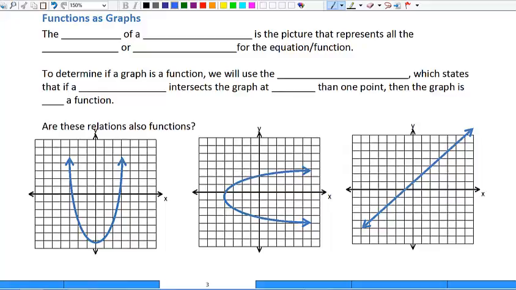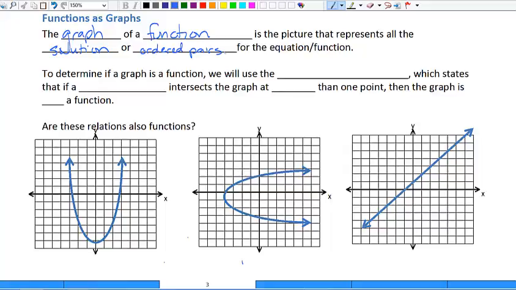Next, we'll talk about functions as graphs. The graph of a function is the picture that represents all of the solutions or ordered pairs for the equation or the function.